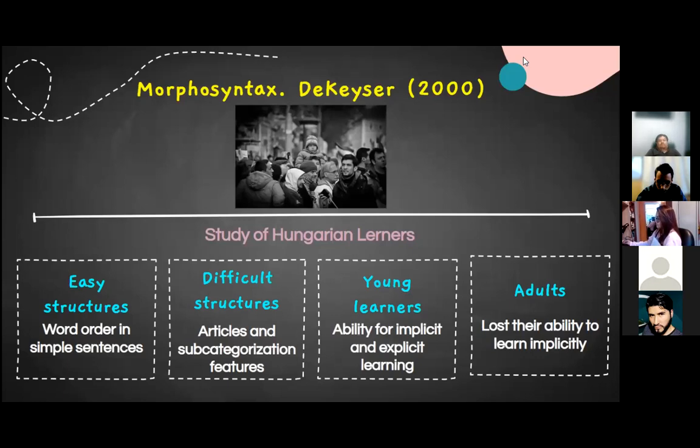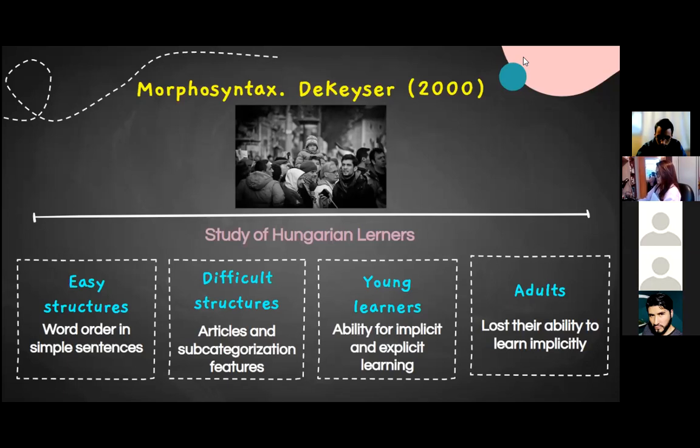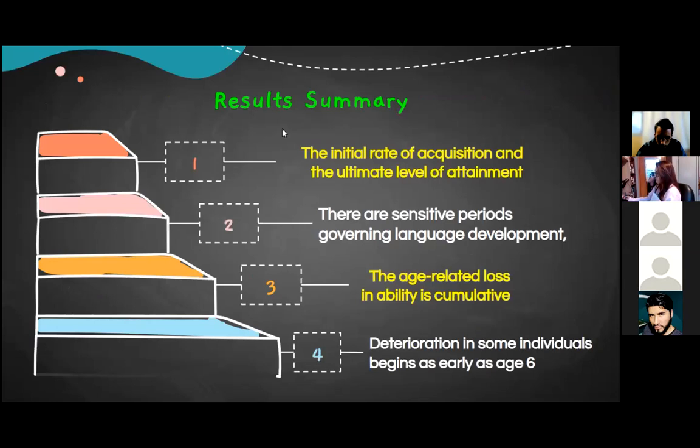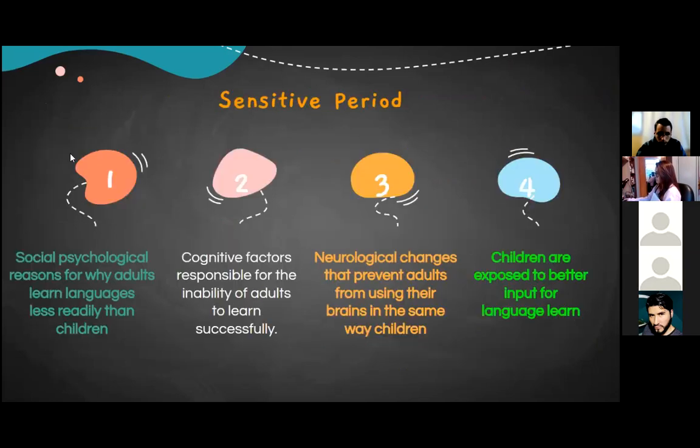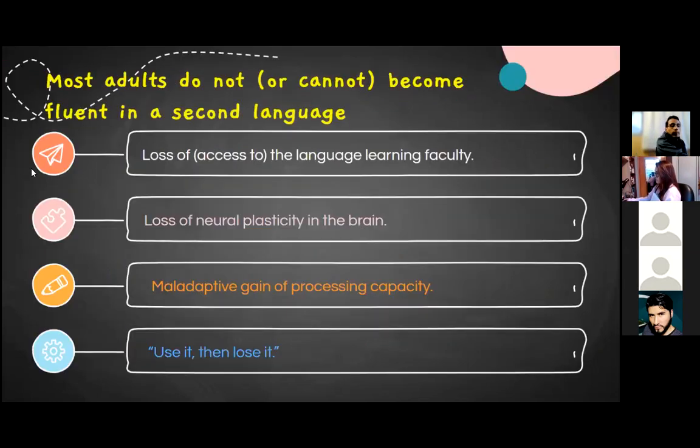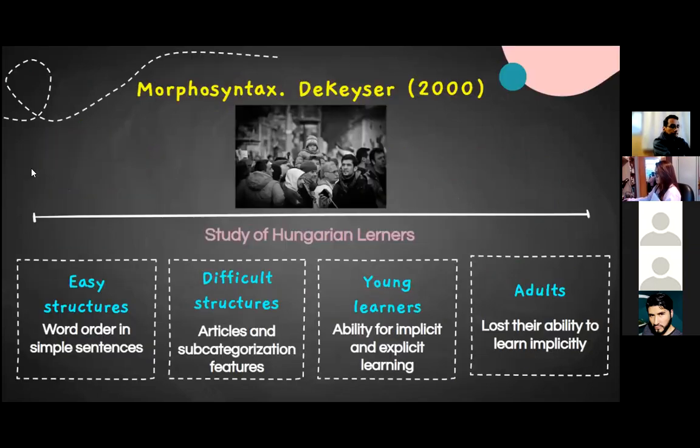After that, he ties these to explicit and implicit learning, claiming that younger learners have intact the ability for implicit and explicit learning, while adults have lost their ability to learn implicitly. He said that adults necessarily learn largely explicitly.